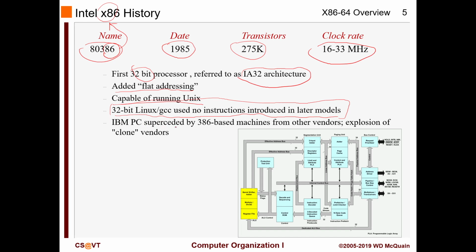And the IBM PC was superseded by 386-based machines from other vendors, an explosion of clone vendors. Many people jumped into the market, like how Android is right now. So yeah, and this is its version of the architecture.